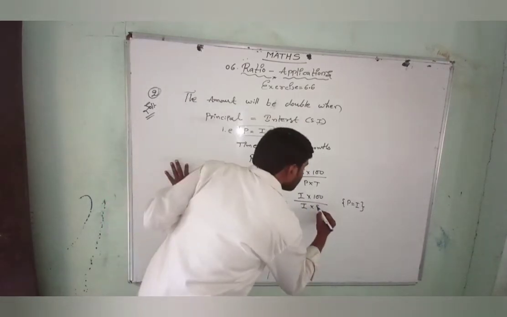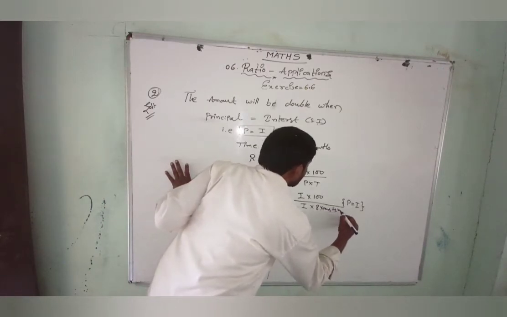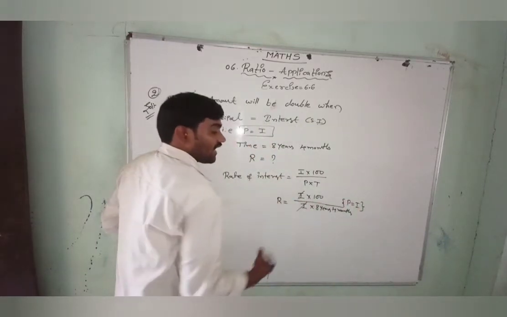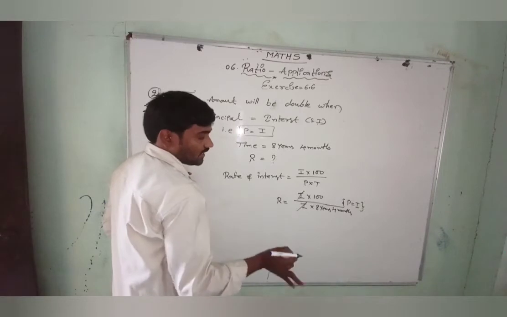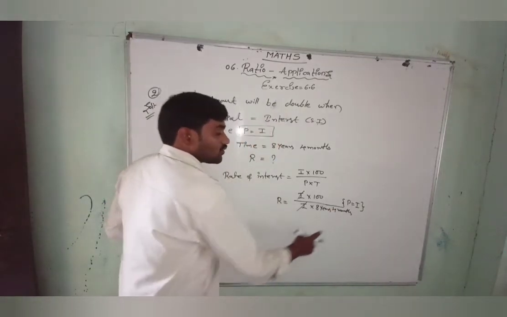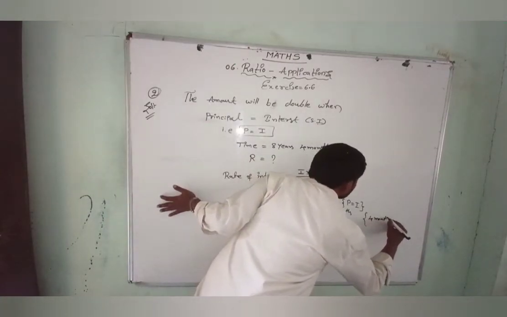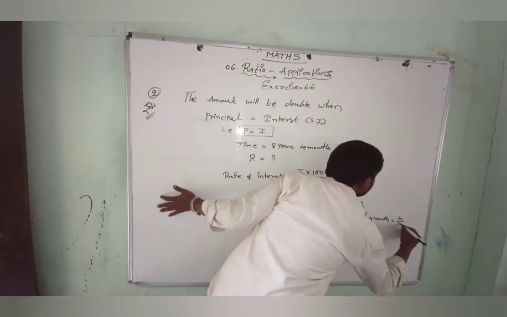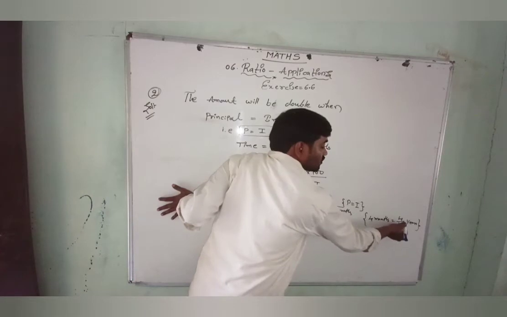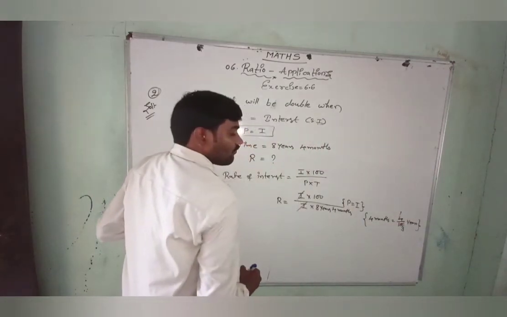See, I and I cancelled. So here 8 years 4 months. This months also we have to convert into years. 4 months is equal to 4 by 12 years. Why? In every year there are 12 months. So divide by 12. 4 ones are 4, 4 threes are 12.